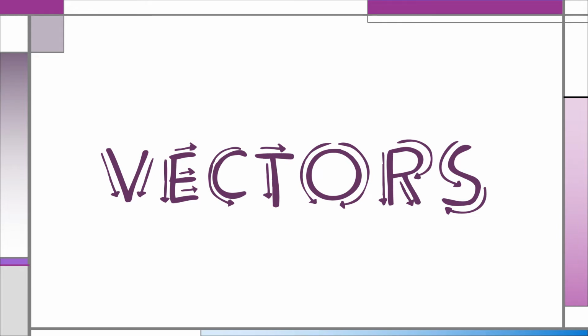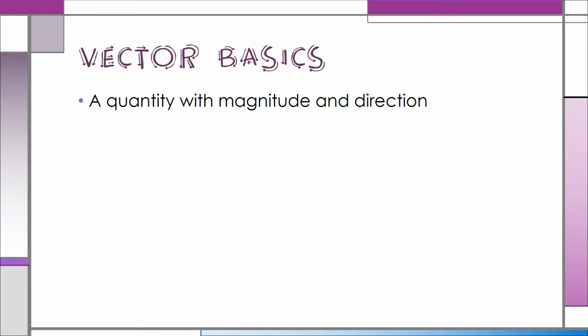This video will serve as an introduction to vectors, which are a type of quantity that we'll use quite commonly in physics. A vector is a quantity that has both magnitude and direction, which means that it has a number associated with it, quite often with units, as well as a direction. Sometimes that direction is left, right, up, or down, or sometimes it's north, south, east, or west, or sometimes it's at an angle, as we'll see in a little bit.